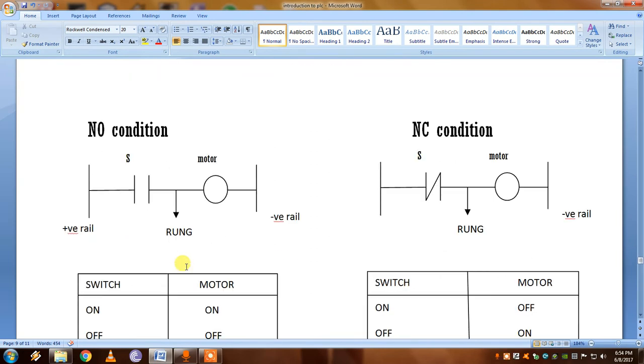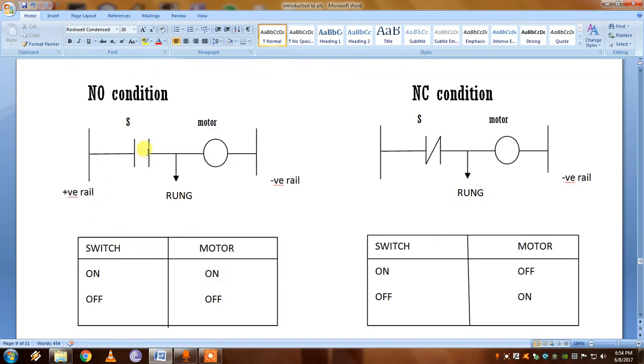So in the NO condition, when the switch is on, the motor will be on. When the switch is off, the motor will be off. This is the negative rail, this is the positive rail, and this is the rung. And in the NC contact condition, when the switch is on, the output will be off. When the switch is off, the output will be on. This is the NC contact we use.